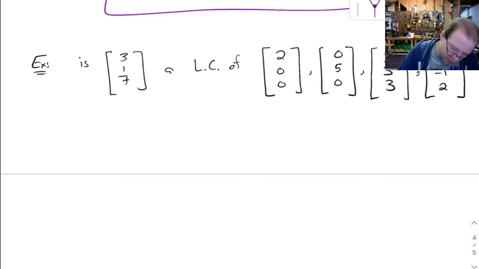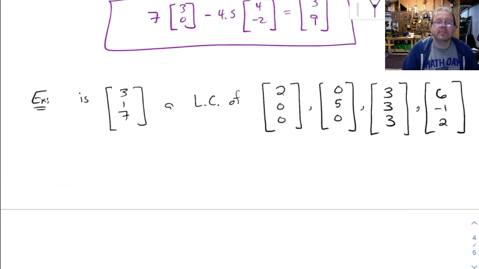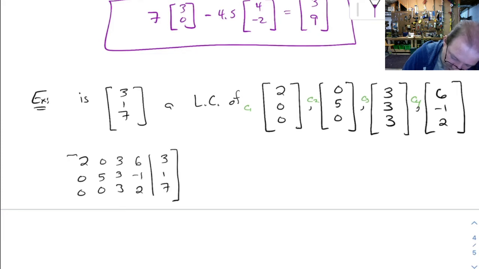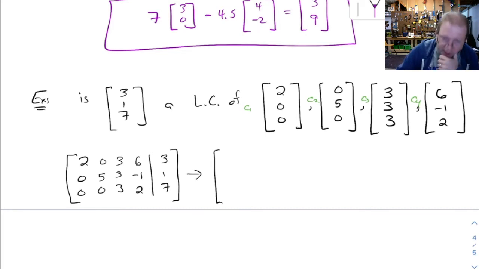All right. So to just answer this question straight up, we can just write it as a system. We'll do c1 times this, c2 times that, c3, c4. Being a little bit lazy meaning I'm just going to jump straight to writing my matrix. So the matrix we have here is going to be [2, 0, 0, 0; 5, 0, 3, 3; 3, 6, -1, 2; 3, 1, 7]. So this system will tell us whether or not that can be written as a linear combination.